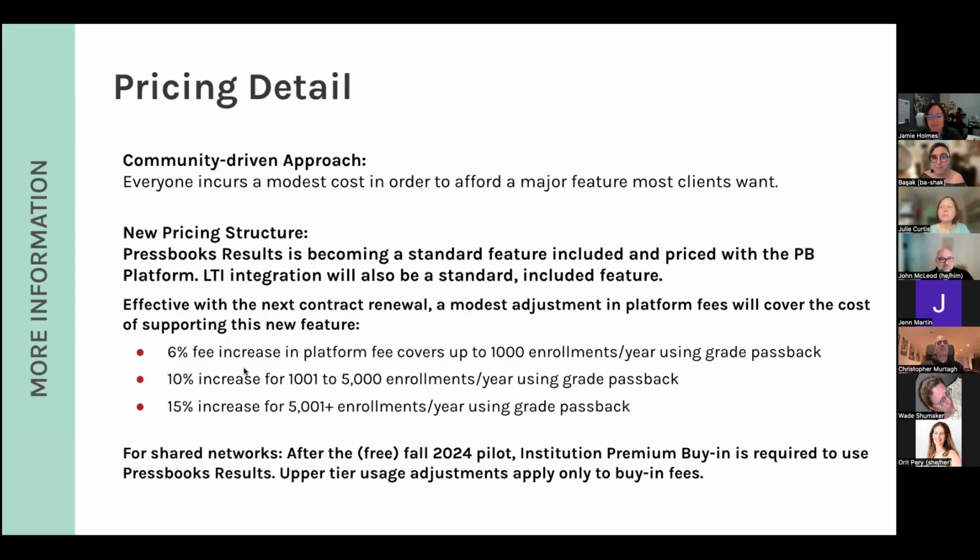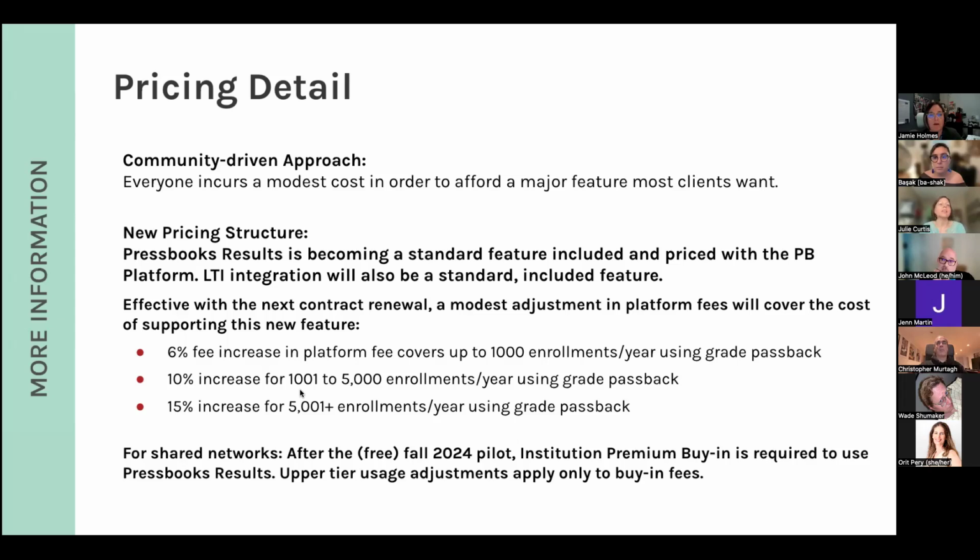So the 6% fee increase is something that will apply both to the shared network fee as well as the buy-in fee. But for an individual buy-in, so let's say your institution has 2,000 enrollments, the 10% adjustment is only to the buy-in fee. We're not going to also increase the shared network. There's the base fee of the shared network. Right. Okay. And so that only applies the 6%.